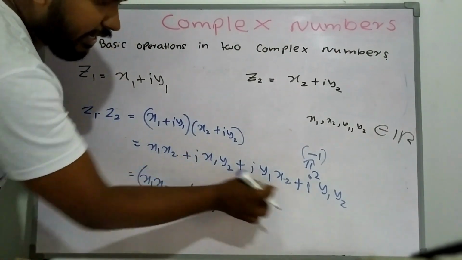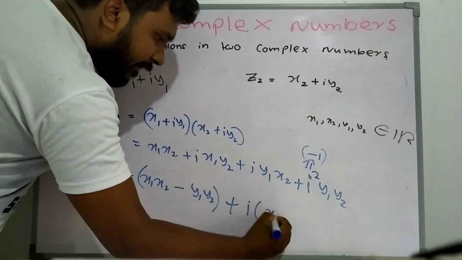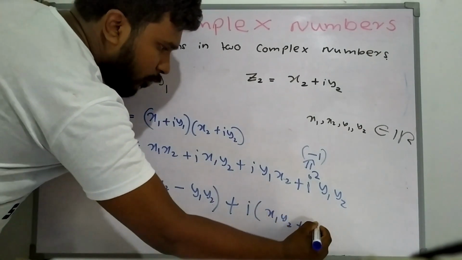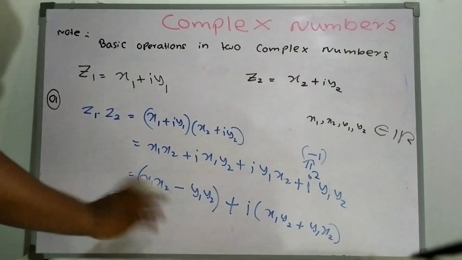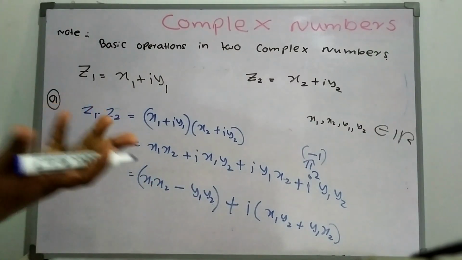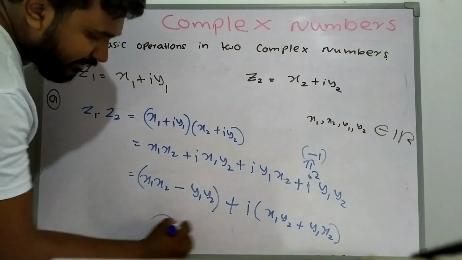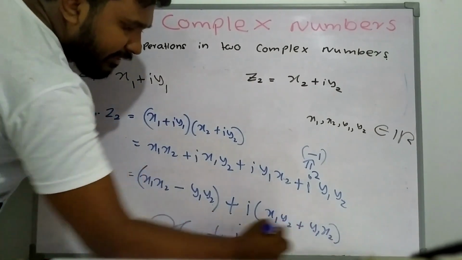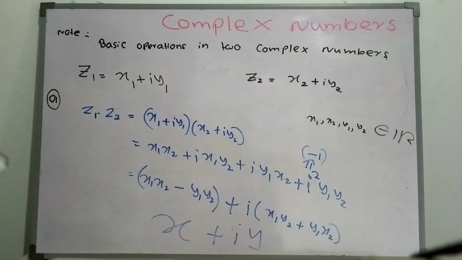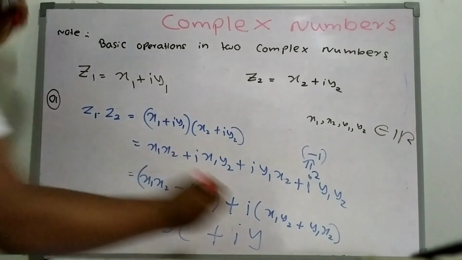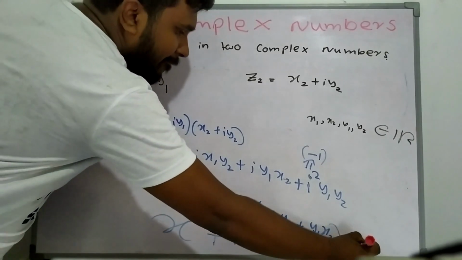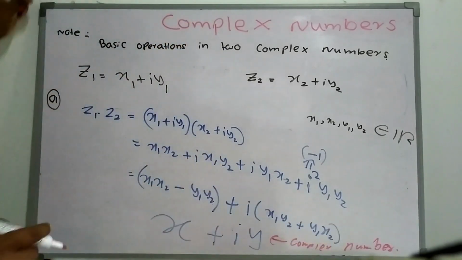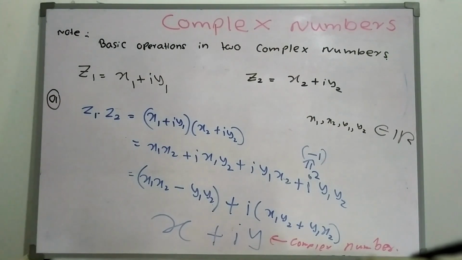Plus, here i can be taken out: i times x1 y2 plus y1 x2. Right, you can see it's again a complex number, with a real part x plus i times an imaginary part. Therefore the product of two complex numbers is another complex number.